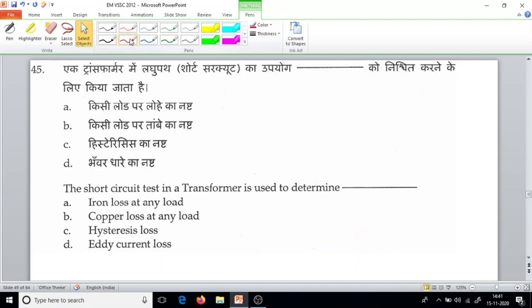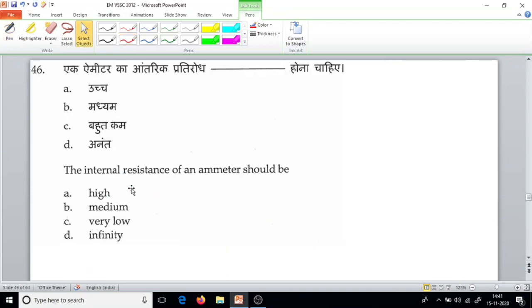Question number 45. The short circuit test in a transformer is used to determine, when you do short circuit, the full current will flow. Short circuit current flows in the copper winding. So it is to find the copper loss at any load. Answer is option B, copper loss at any load. That is the short circuit test.